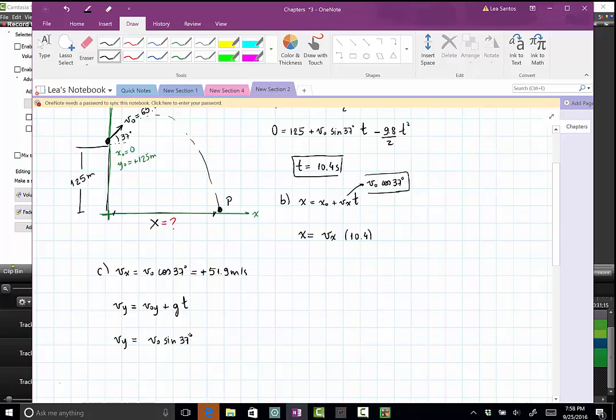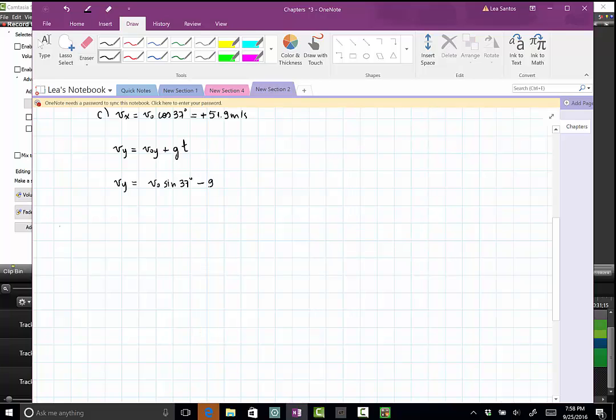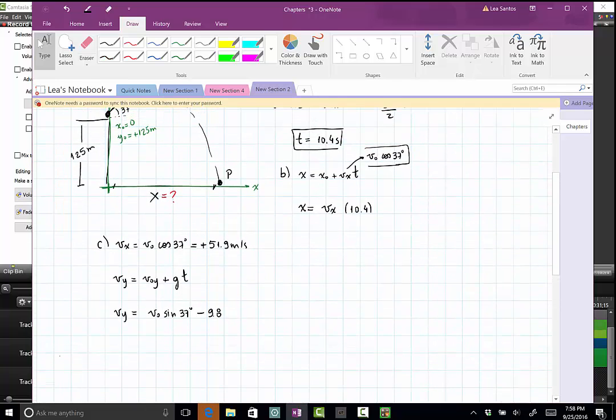This is positive, the Vy naught is initially pointing up. And then we have g, which is negative, so minus 9.8. And the time for this whole motion we already found up there is 10.4. So if you put 10.4 here, you're going to find this Vy, and this Vy should be minus, I'm going to put the minus sign there because we want also direction, 63.1 meters per second.